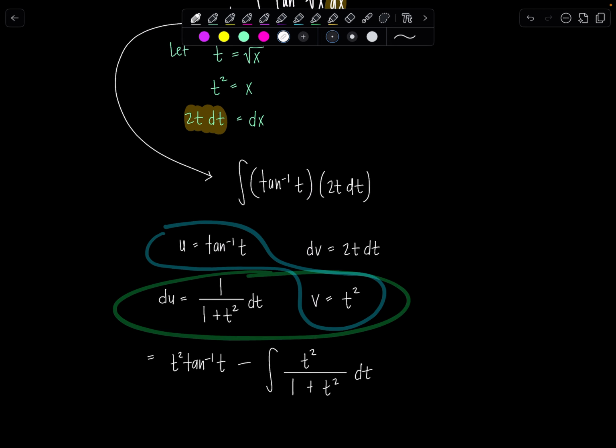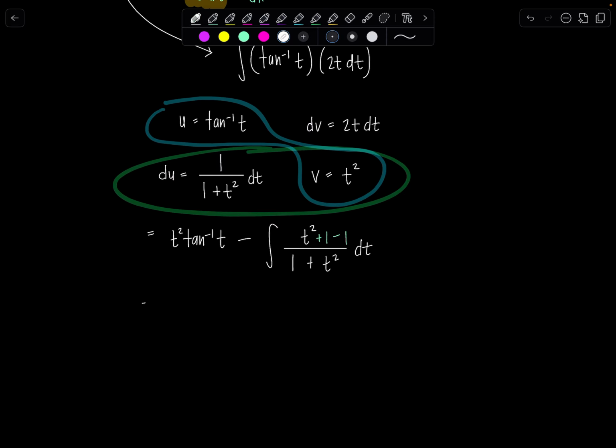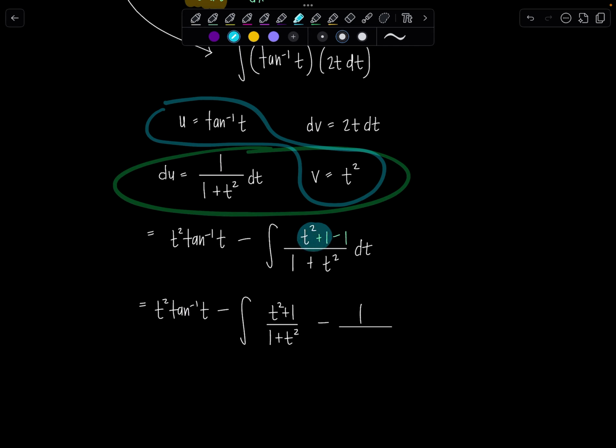Very good. From here, I've shown my class this trick a bunch of times. You could long divide, but why long divide if you could just ever so slickly add and subtract 1? Oh, we love that. We love a slick shortcut. So t squared tan inverse of t minus the integral of t squared plus 1. Let me write an extra step just in case you haven't seen this plus or minus 1 maneuver before. It's just gorgeous. So I'm going to split it up now so that I put t squared plus 1 in the numerator here, minus, and then that lonesome little 1 over 1 plus t squared is its own separate term.